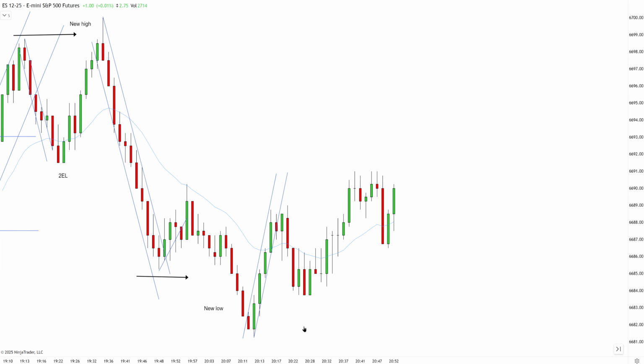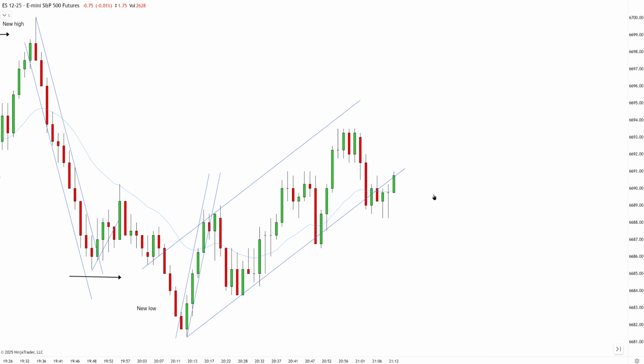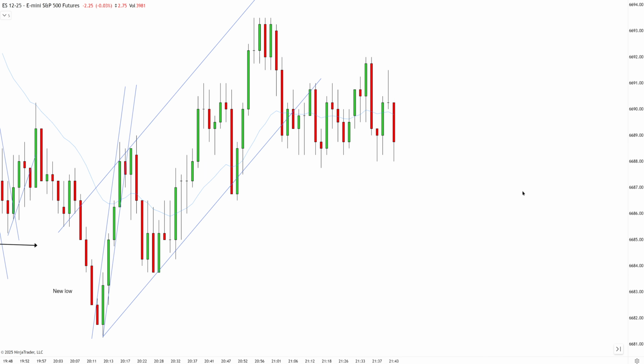Two legs up, breaking new high. I can draw a channel a little bit like this. We break a new high. And now it's starting to go quite sideways. Market is about to close here.